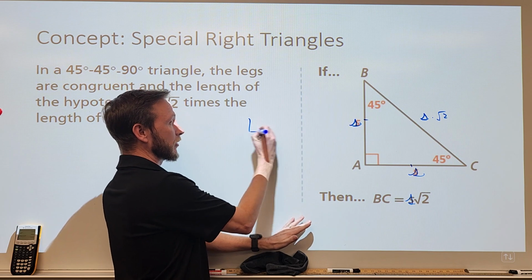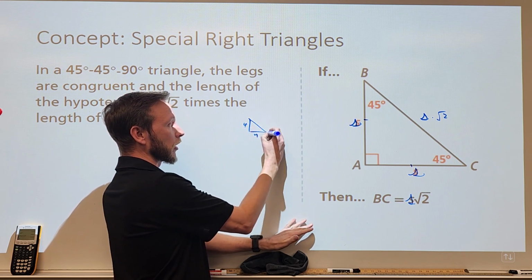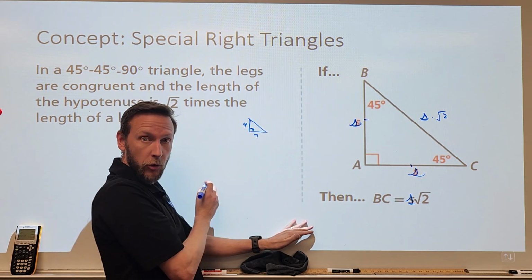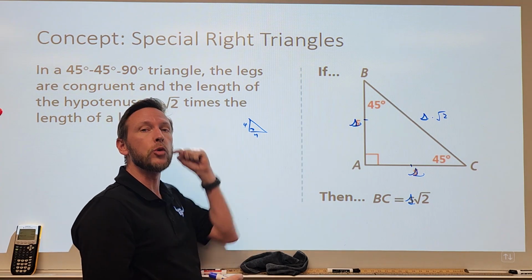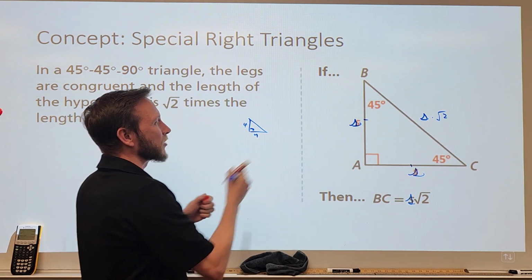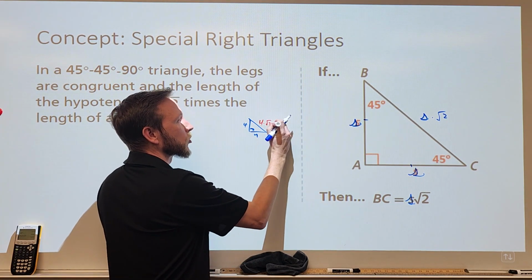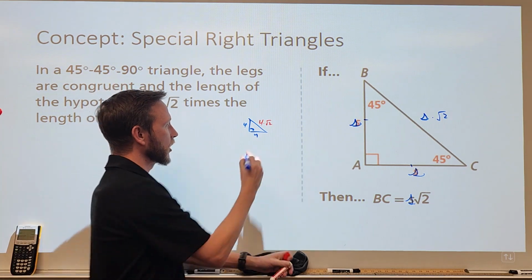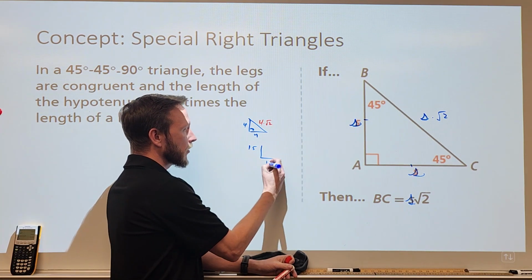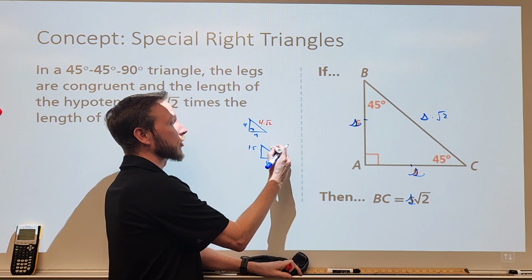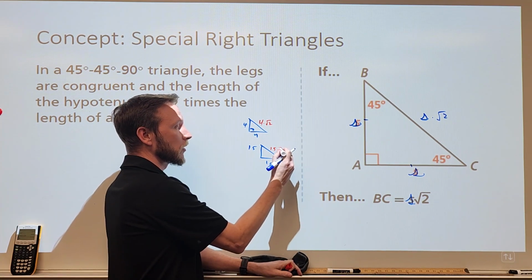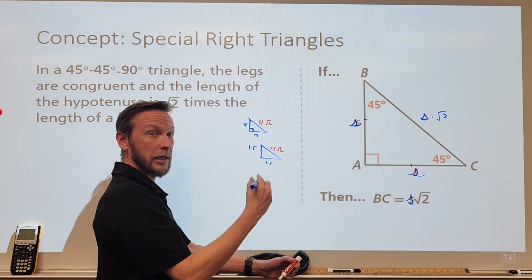So, for example, if I tell you that this is 4 and this is 4 in a right triangle, that's a 45, 45, 90, it's an isosceles right triangle, you know that this has to be the length of the leg times the square root of 2. It will always be that case. If this is 15 and this is 15, then this hypotenuse is going to be 15 times the square root of 2. Does that work backwards as well? Yes.